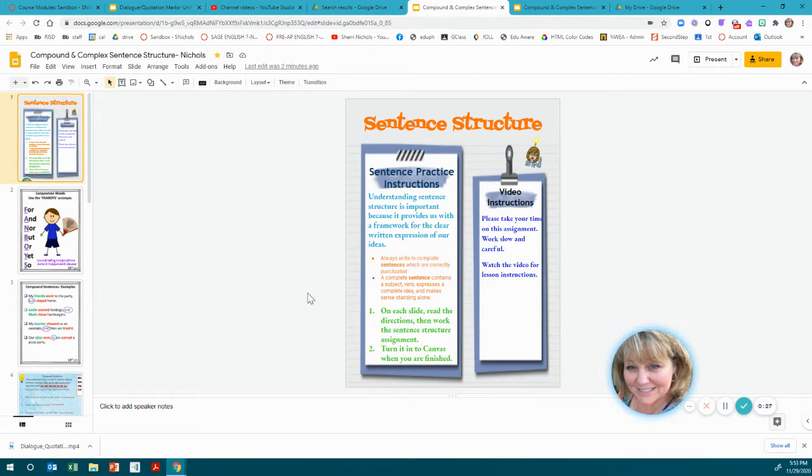But what you're going to do is, understanding sentence structure is important because it provides us with a framework for the clear written expression of our ideas. You will always write in complete sentences, which are correctly punctuated. A complete sentence contains a subject, verb, expresses a complete idea, and makes sense standing alone. It's important to have all of those details to be a complete sentence. On each slide, read the directions, then work the sentence structure assignment. Turn it into Canvas when you are finished for a grade.